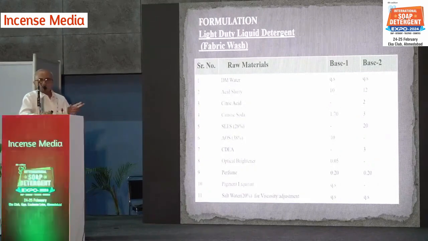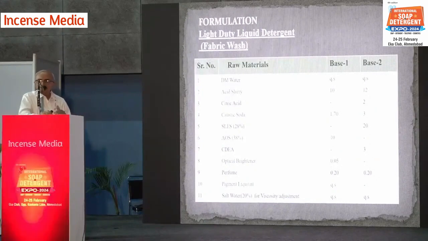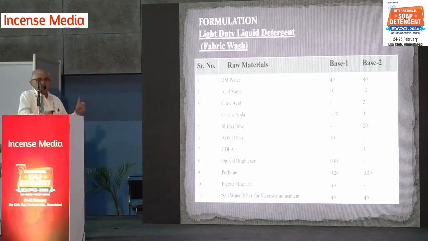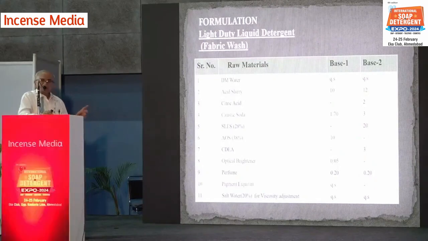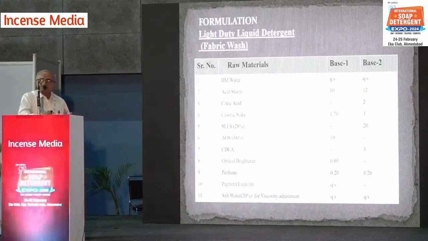Base 2 type formulation is similar to, say, Gentle, a fabric wash for woolen and silk clothes. Here the pH is maintained. You have to keep the pH below 7, around 6.27, and it will work better for the fine clothes.